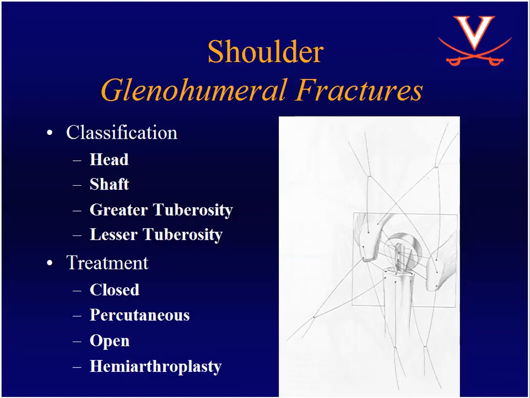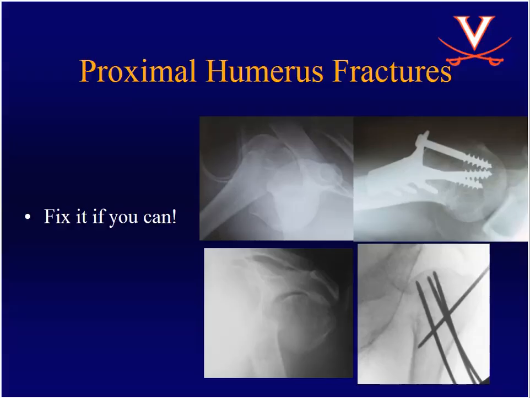Moving on to fractures. We all know the classic Neer classification about head, shaft, greater and lesser tuberosity. Those are the four parts. I think it's still a great classification scheme. And so the treatment then is to try to get those four parts back together. Well, you can do that with a closed reduction, with a percutaneous fixation sometimes. Sometimes you have to do it open. And ultimately, sometimes you can't fix it, and you have to do a hemiarthroplasty. So bottom line, no matter how you do it, fix it if you can.